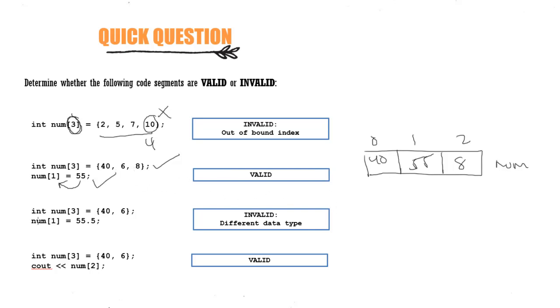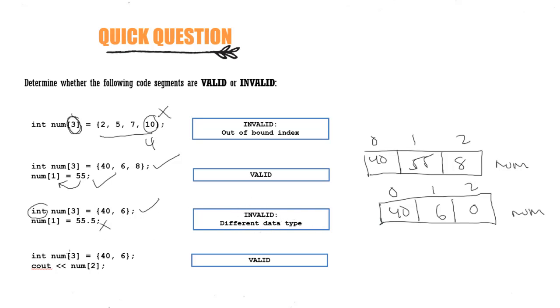The next one, int num[3] = {40, 6}. This is valid, because you have this array, also called num, with 1, 2, 3 elements, like I said. You don't have to fill your array completely. So this is valid. So 0, 1, 2, you can put 40 here and 6 here. Since this is empty, this will be 0. Then you have num[1] = 55.5. Is this valid? No, because you declare this as integer, so you cannot put this in. Since this value has a different data type, this is invalid.